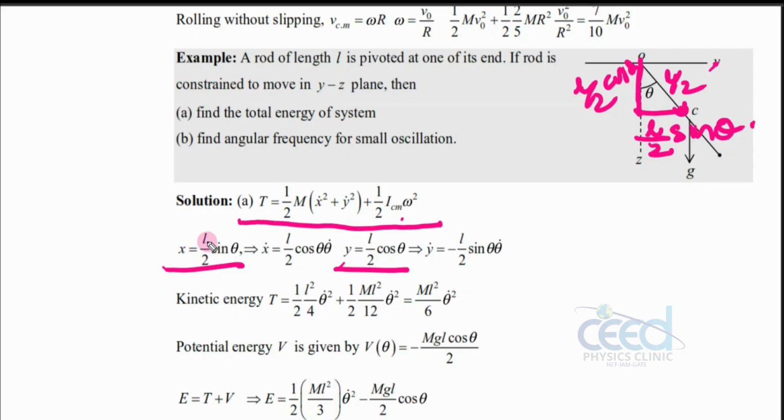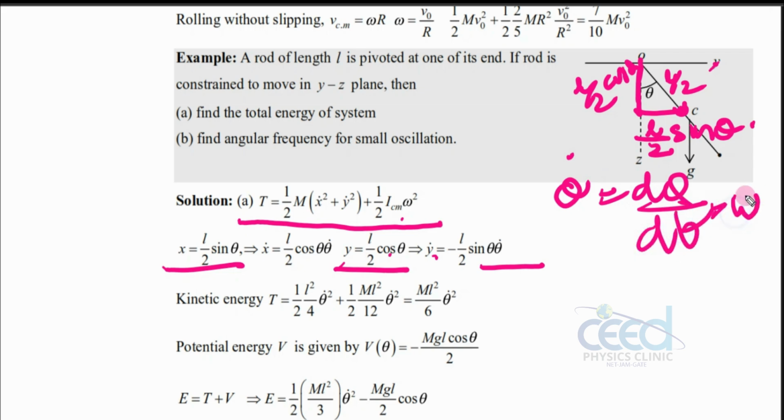Then what is x dot? x dot is L by 2 into sin theta, on differentiation cos theta, times theta dot. And y dot on differentiating is L by 2 into cos theta, on differentiating minus sin theta, times theta dot. What is theta dot? Theta dot is d theta by dt, that is equal to omega, the angular velocity. So by substituting all these values, T is equal to half m into x dot square, that is L square by 4 cos square theta theta dot square, plus y dot square, that is L square by 4 sin square theta theta dot square.